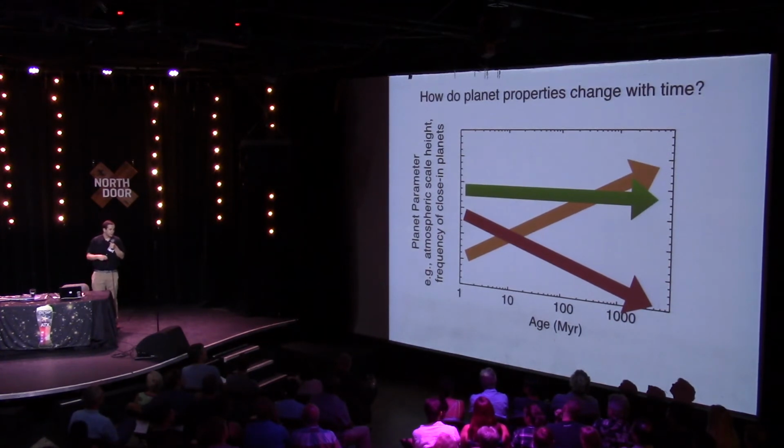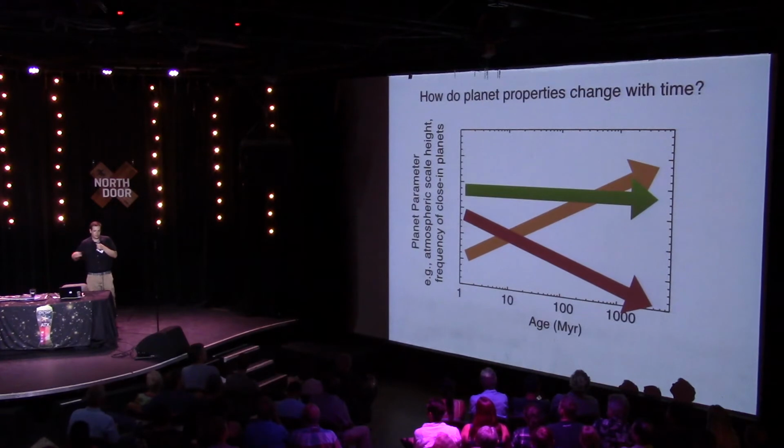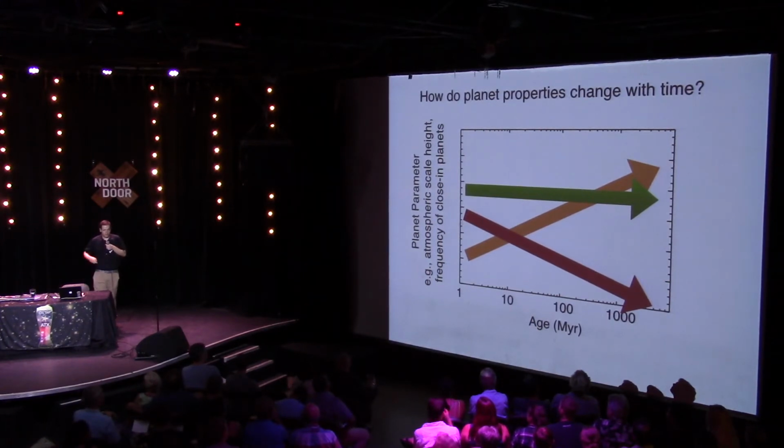Except it turns out this is extremely difficult to do. And the main reason is that it's almost impossible to measure the age of a star. And we assume that the planet's age is the same as the star's age. That's a pretty safe assumption, but it doesn't help very much if you don't know what the star's age is. So there's a few caveats to that.